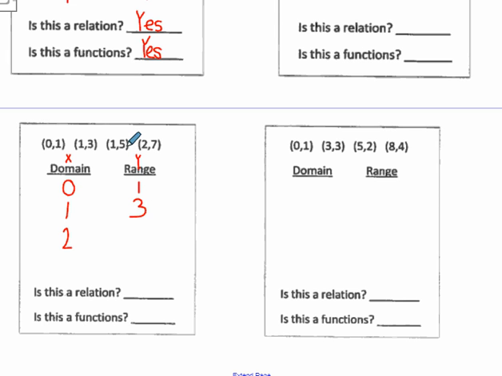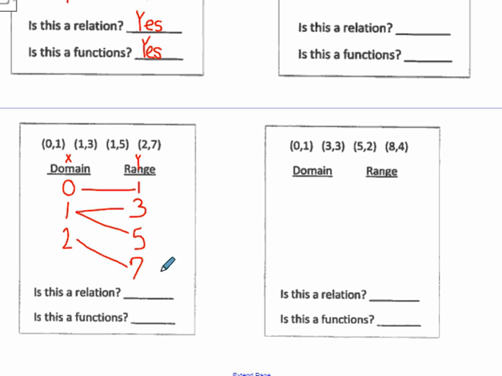So I'm going to write those in, 0. And then here I have 1. Now here I have a 1 again, so I'm not going to write it twice. Next I have a 2. Now I'm going to go to my range values. Remember, those are the Y values. So I have a 1, a 3, a 5, and a 7.